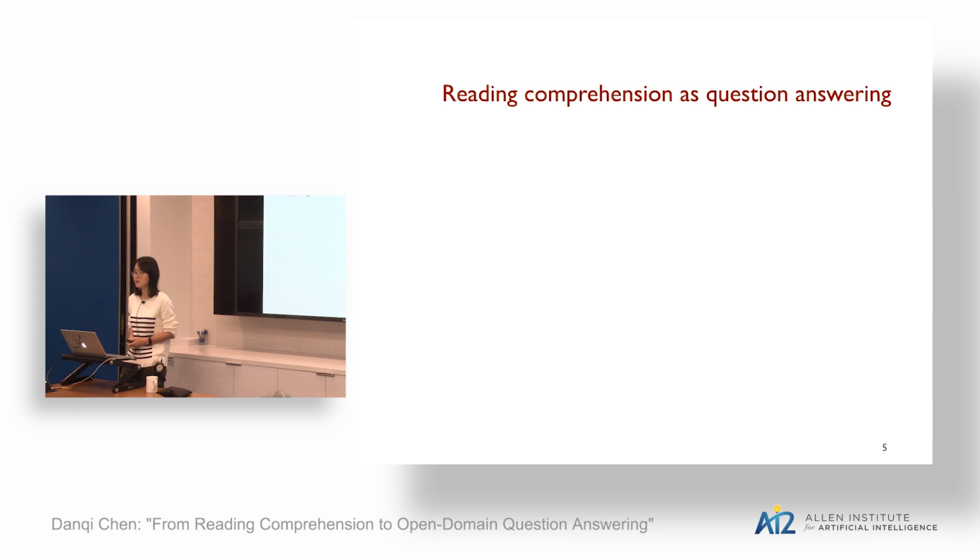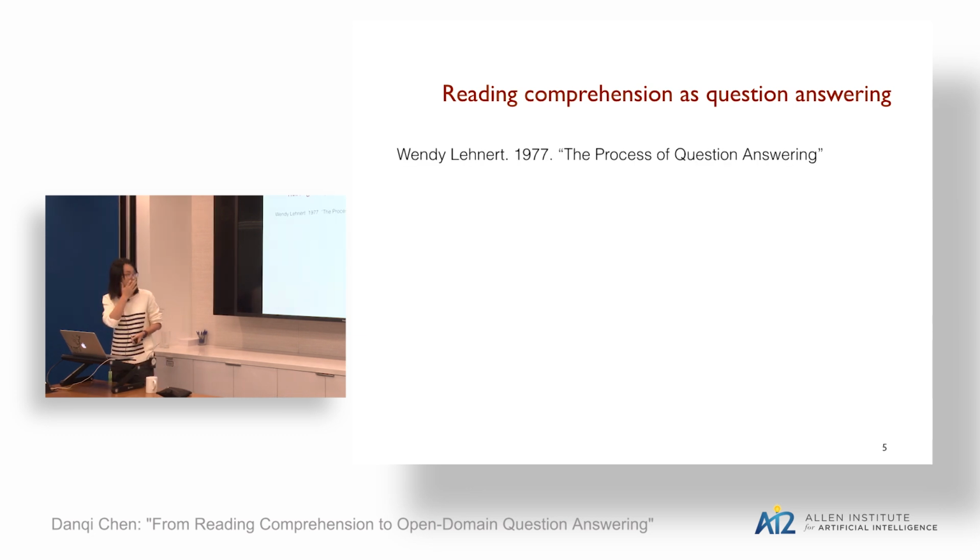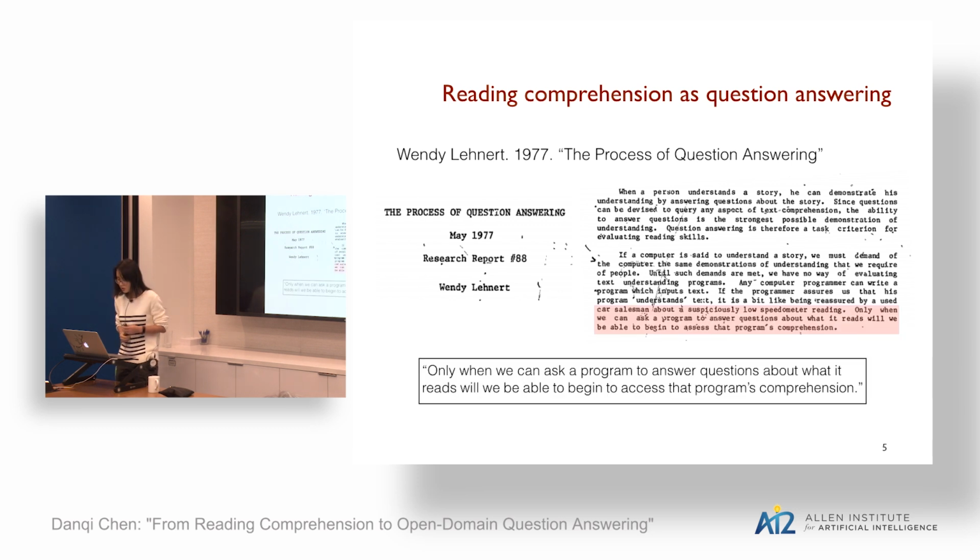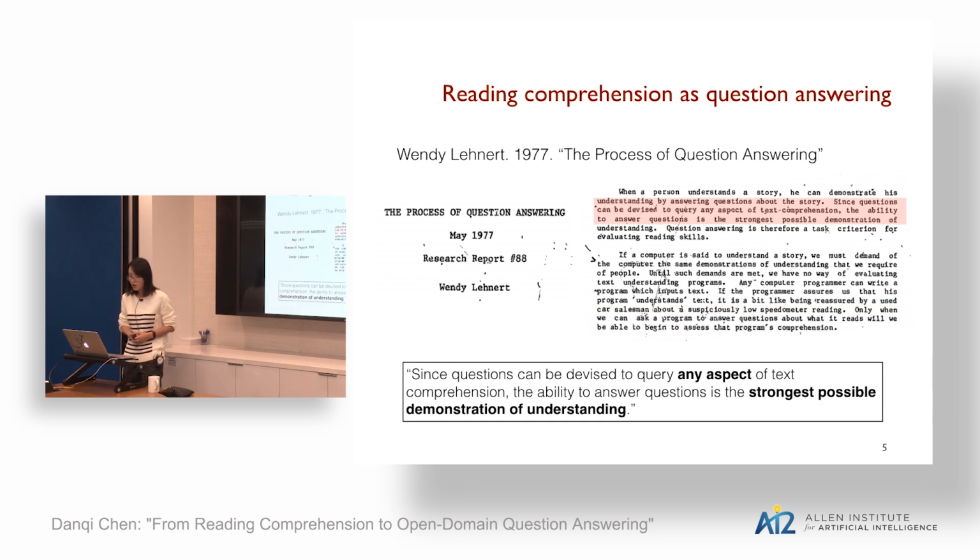Just like how we human beings are tested on the ability of language understanding, we should ask our machines questions about what is read. Reading comprehension is actually not a new topic. As early as 1977, researchers already recognized its importance. This report from 1977 says that only when we can ask a program to answer questions about what it reads will we be able to begin to assess that program's comprehension. Also, since questions can be designed to query any aspect of text comprehension, the ability to answer questions is probably the strongest possible demonstration of understanding.